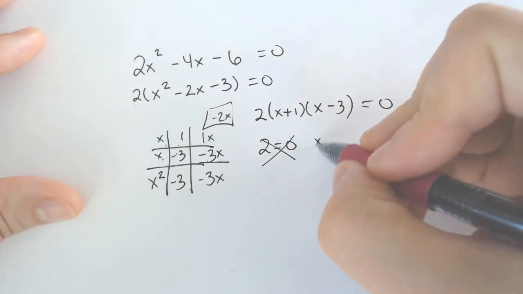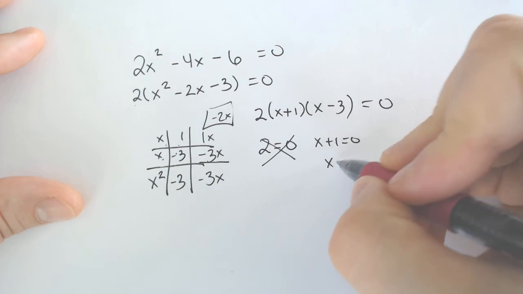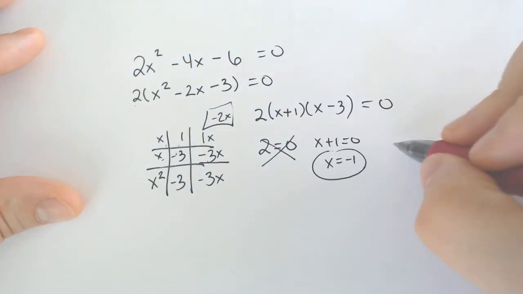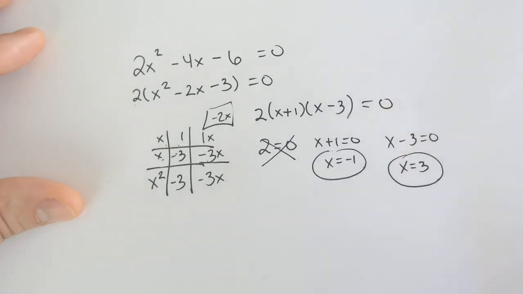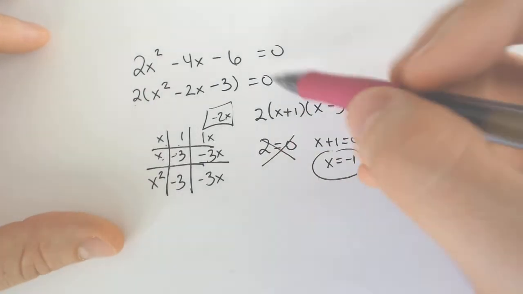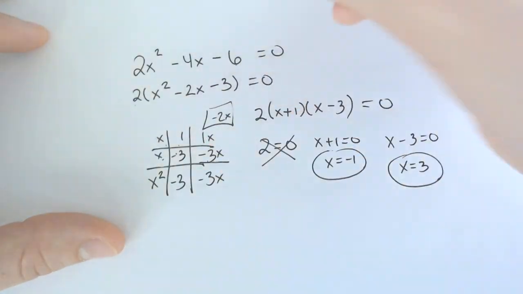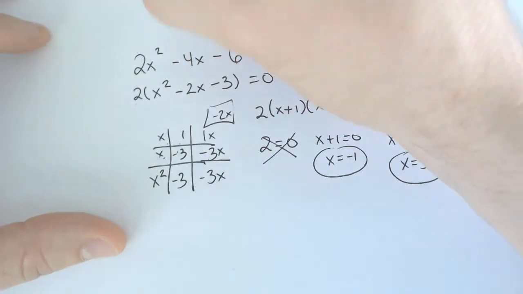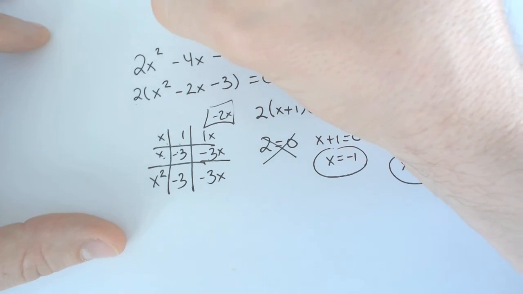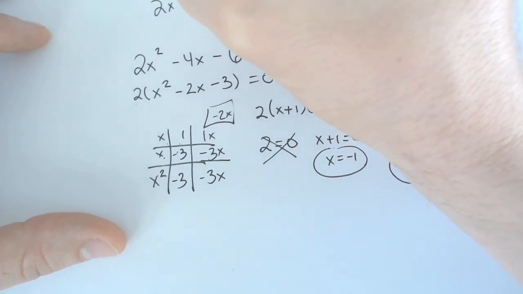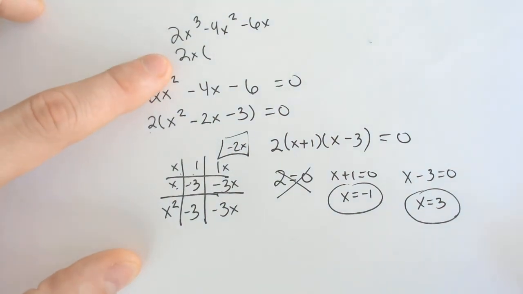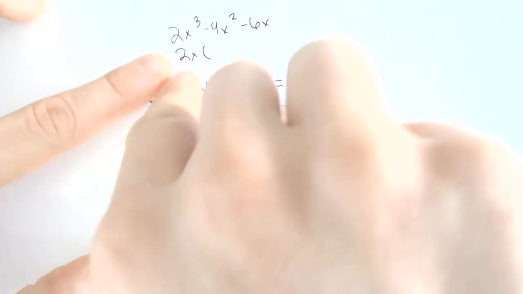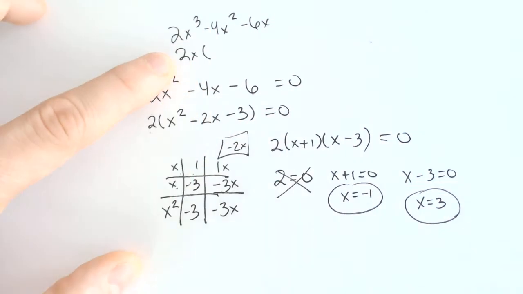X plus 1 is equal to 0, where you get x is equal to negative 1. X minus 3 is equal to 0, where you get x is equal to 3. Okay? So be very careful that with that thing that you took out, for instance, if I changed this entire problem to like a 2x to the third minus 4x squared minus 6x, then when I took out a 2x, that would give me an answer.